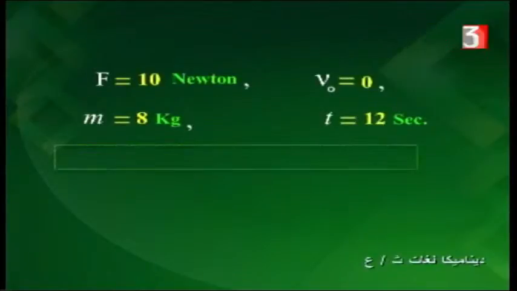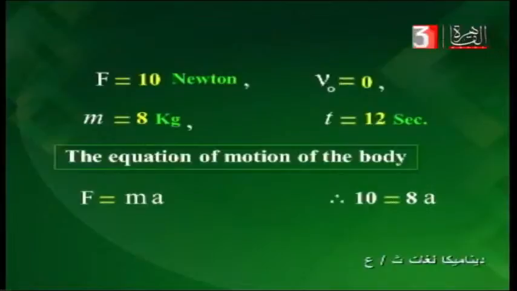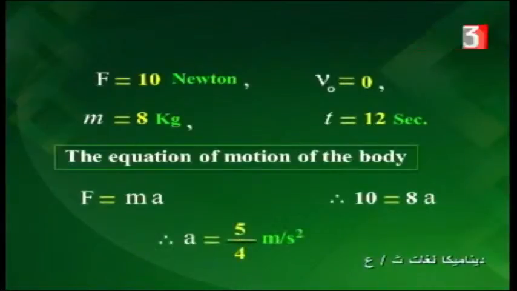The equation of motion of the body is F equals ma. F equals 10 Newton equals the mass of the body, 8 kilogram, multiply the acceleration a. Then the acceleration equals 10 over 8 equals 5 over 4 meter per second squared. Then we get the acceleration of the body equals 5 over 4 meter per second squared. What is the distance traveled after 12 seconds?